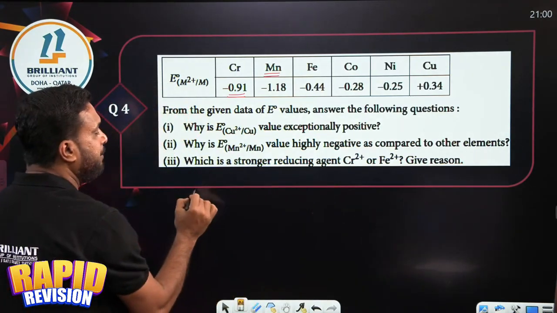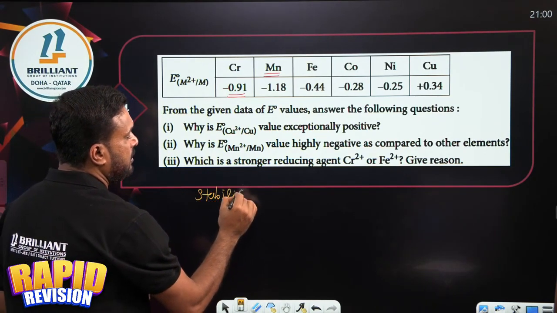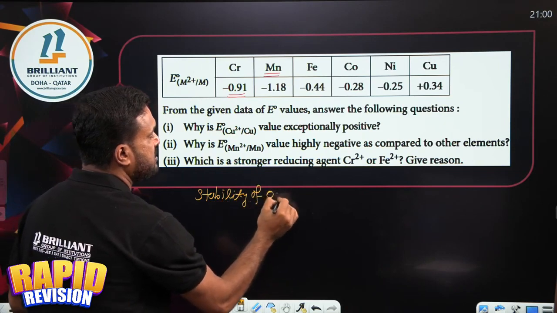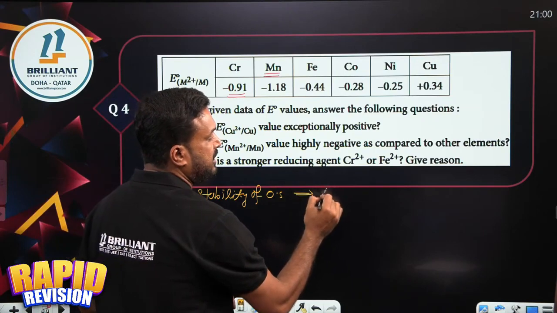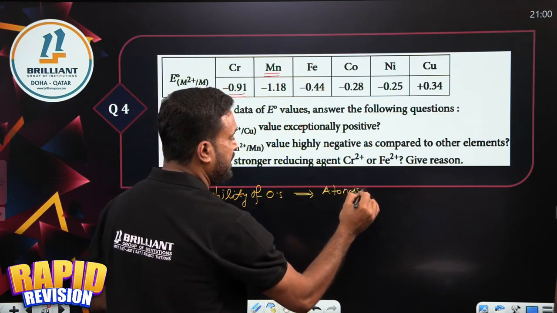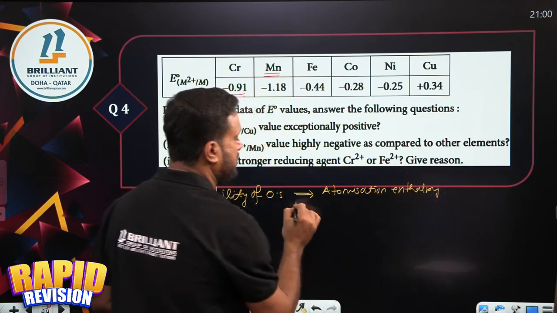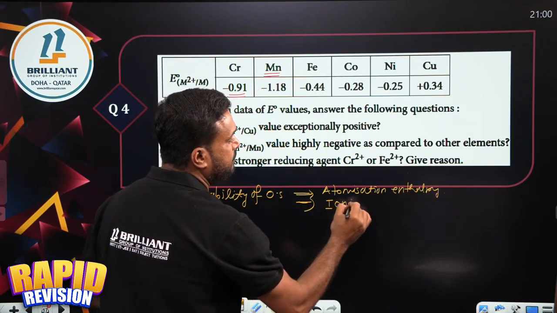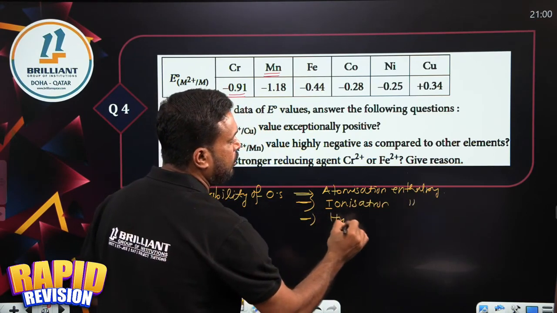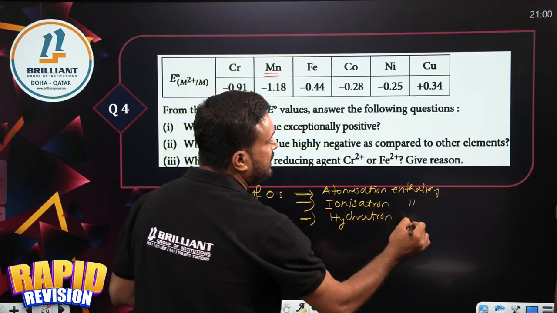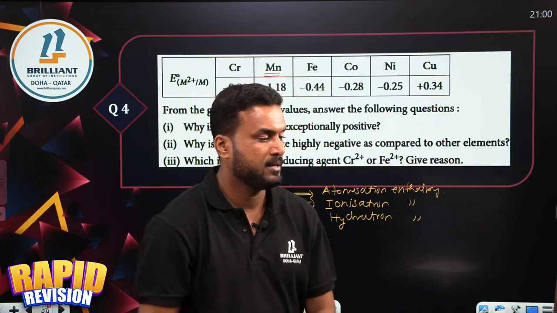You know that the stability of an oxidation state depends on three factors. Which all are there? First one is atomization enthalpy, or enthalpy of atomization, same only. Second one is ionization enthalpy. Third one is hydration or solvation enthalpy. These three factors determine the stability of the oxidation state.